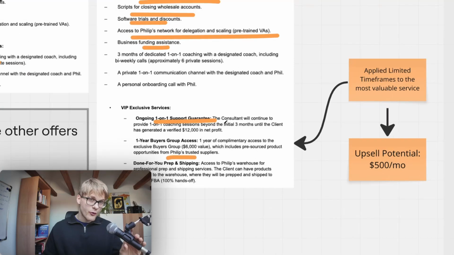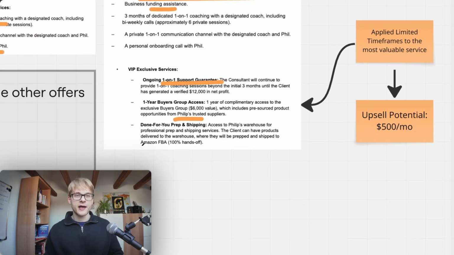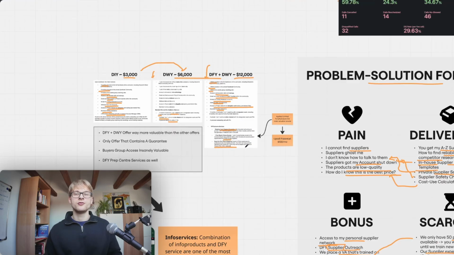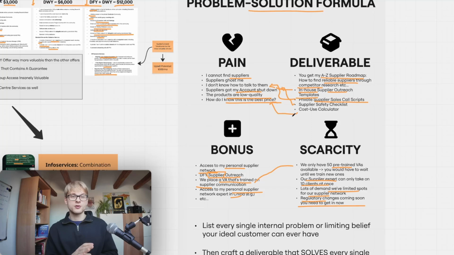And then we have a done for you prep and shipping service, where they get access to a client's warehouse. They can basically have their products delivered to this warehouse, and then he will handle the entire fulfillment for them. So they never have to send it to prep centers, or do it in their garage. It's completely hands off. And this is another big pain point, which is prep centers, the fulfillment, how you actually deliver the product that you produce to your clients. And this is exactly what we've done for him.